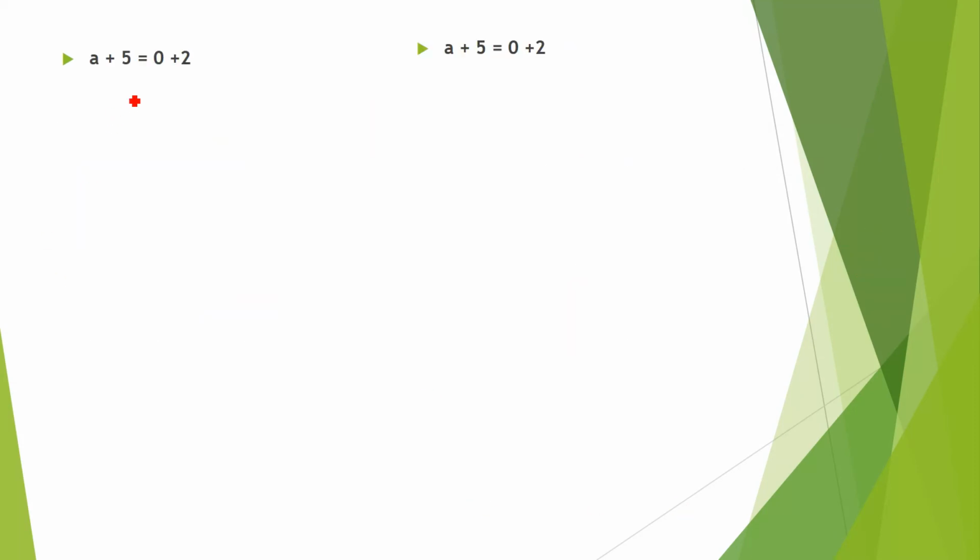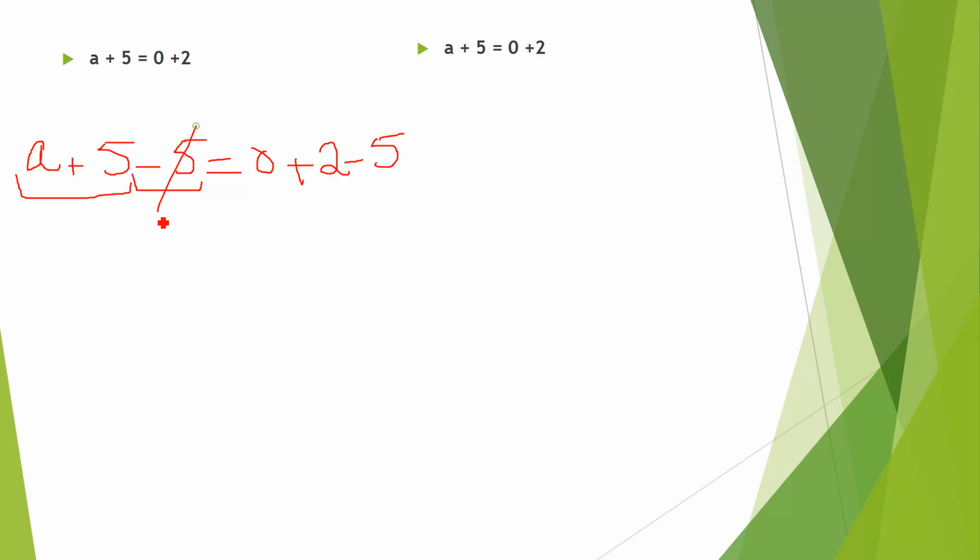One more question. A plus 5 is equal to 0 plus 2. So, the childish method: it is a plus 5. So how to get rid of this 5? I will write down minus 5 here, right? And on the right side we have 0 plus 2. So I told you, A plus 5 was already there. What do we add extra? Minus 5. So the same thing you have to do on the other side as well. This will cancel out. So A is equal to 0 plus 2 minus 5.